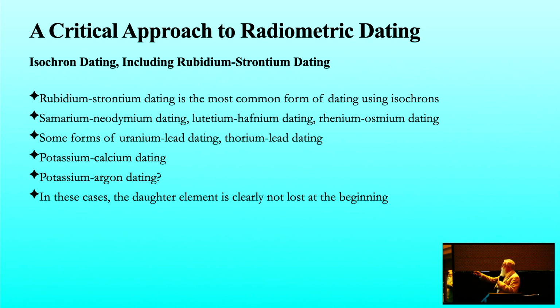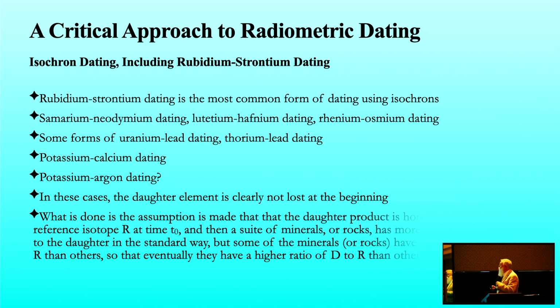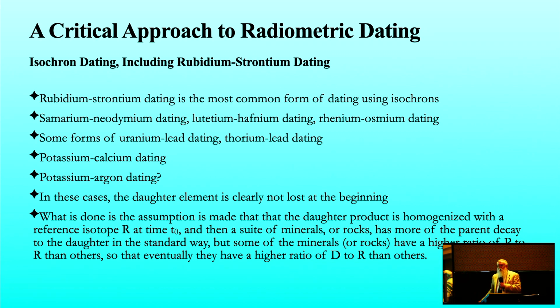In these cases, the daughter element is clearly not lost at the beginning. I mean, strontium doesn't vaporize. So it's got to stay in there. So how do you know how much strontium you have left? Okay, so what you do is you assume that the daughter product is mixed thoroughly, homogenized to within 1 part in 1,000 with a reference isotope at the time that we start the clock.